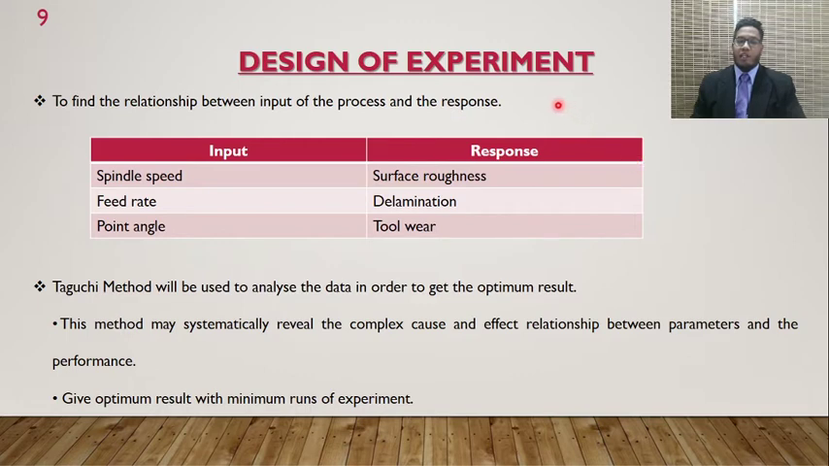The function of design of experiment is to find the relationship between input of the process and the response. In this experiment, the inputs of the process are spindle speed, feed rate, and point angle, and the responses are the surface roughness, delamination, and tool wear. In this experiment, Taguchi method will be used to analyze the data in order to get the optimal result. This method may systematically reveal the complex cause and effect relationship between parameters and the performance, and it will give optimal result with minimum runs of experiment.